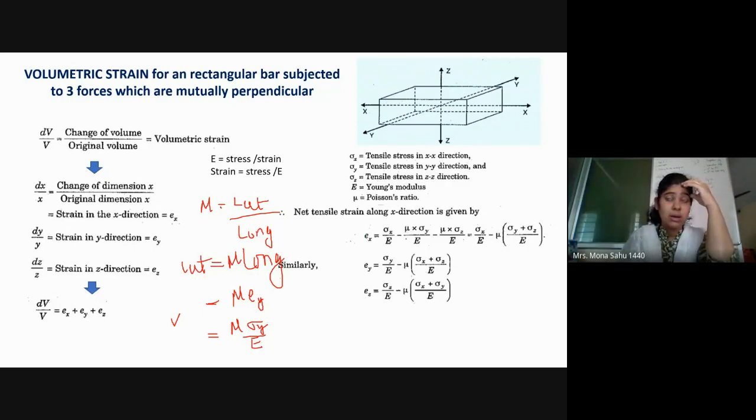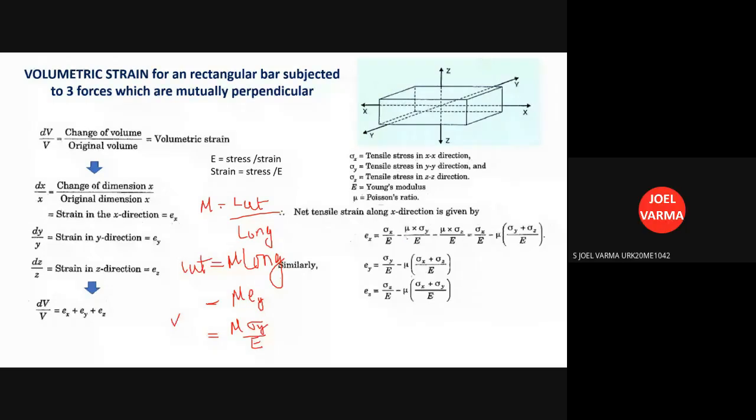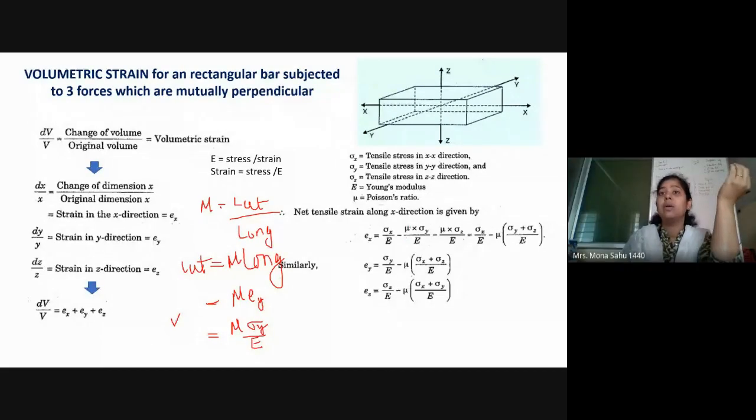Because in the other direction it's going to decrease. Okay, so mu into sigma y by E, mu into sigma z by E. So you will get this. I hope you're able to follow.